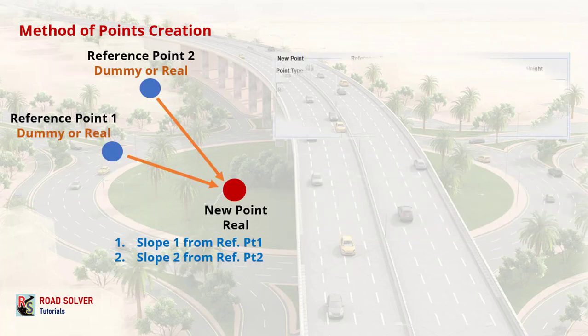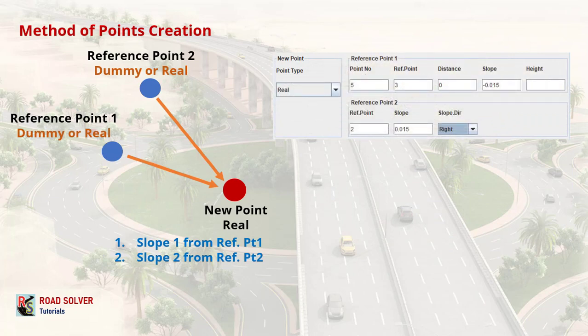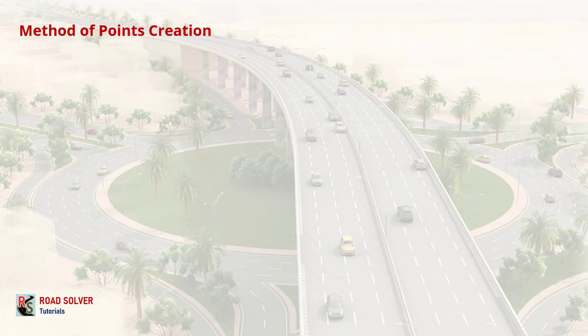Then another type: from 2 reference points you can get a new point. That uses the 2 reference point numbers and only the slope 1 and slope 2. In this method you have to use the distance as 0. Based on this, the new point will be calculated.